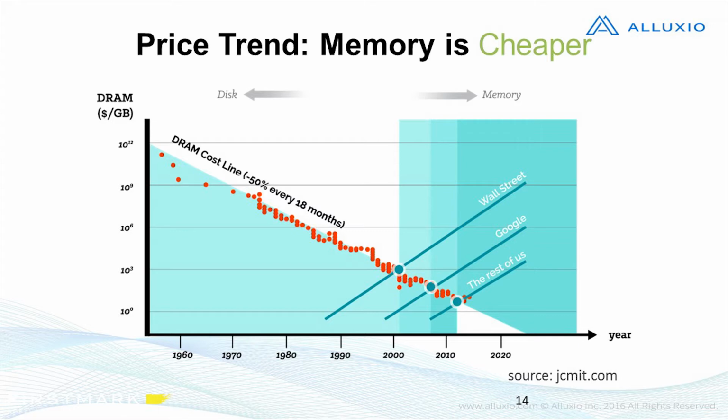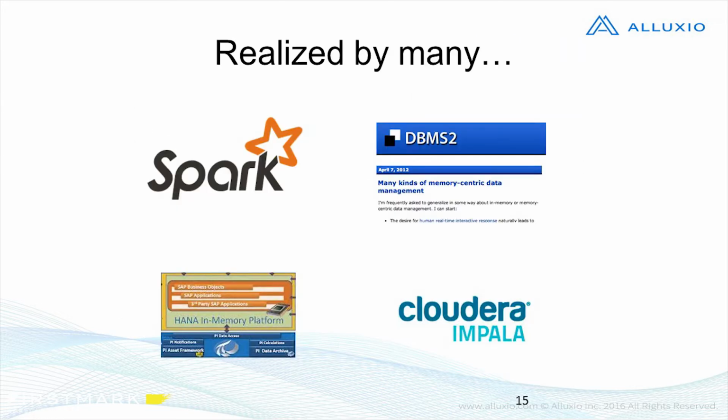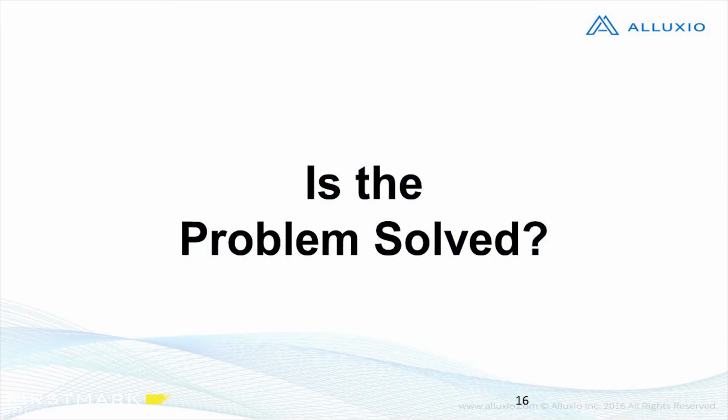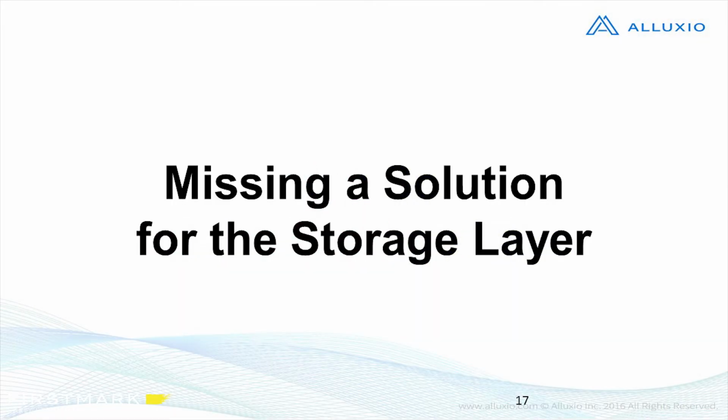As we can see, a lot of companies have started to embrace DRAM technology aggressively, at places like Wall Street, Google, Baidu, the internet giants, and now the rest of the world. This trend has been recognized by many people. For example, the AMP Lab produced Apache Spark, you have the HANA in-memory database, and many other things as well. So that's the trend. But even with different in-memory computation engines being proposed by different vendors, the problem is still not solved. Why is that? We're still missing a solution for the storage layer.